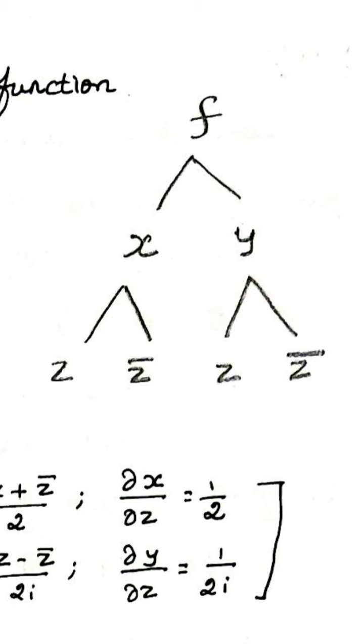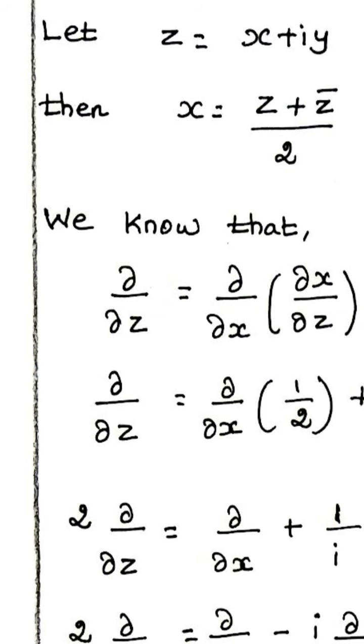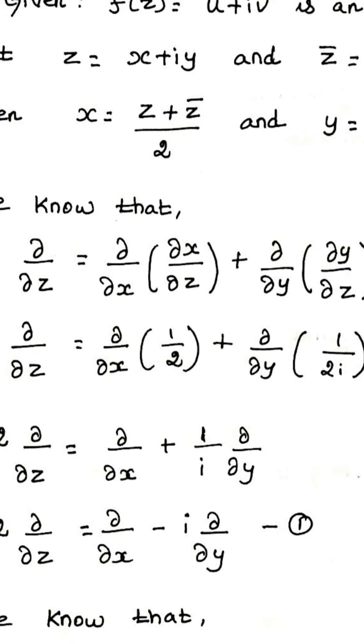Okay, I'll repeat one more time. How to find dou f by dou z? See this line: dou f by dou x into dou x by dou z plus dou f by dou y into dou y by dou z. This is how we have to find it. This is for the function f. So here I am not writing any function, I am just defining. Dou by dou z is equal to dou by dou x into dou x by dou z plus dou by dou y into dou y by dou z. Nothing else. There I said it in terms of f, here I just removed f, that's all.